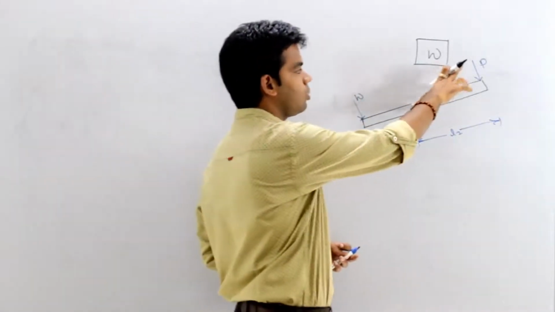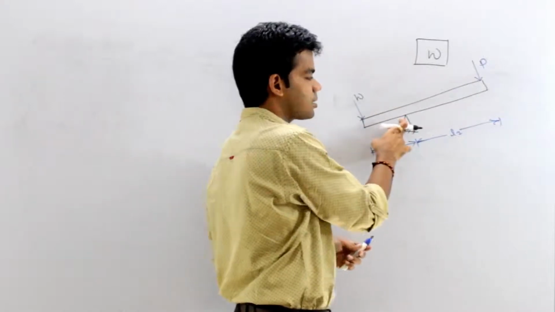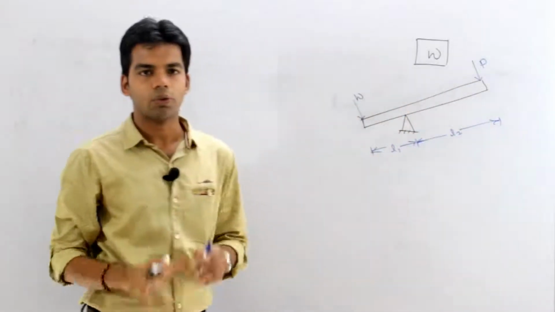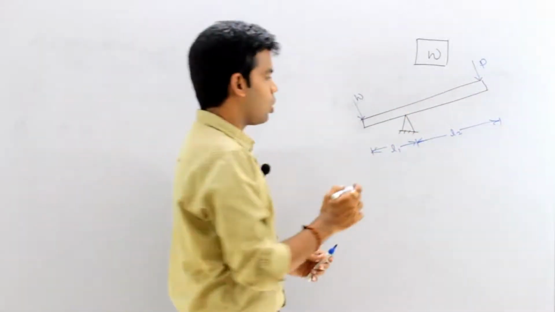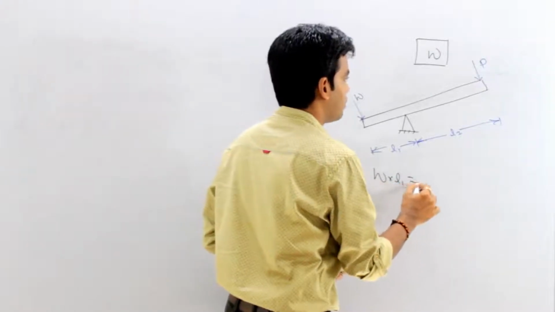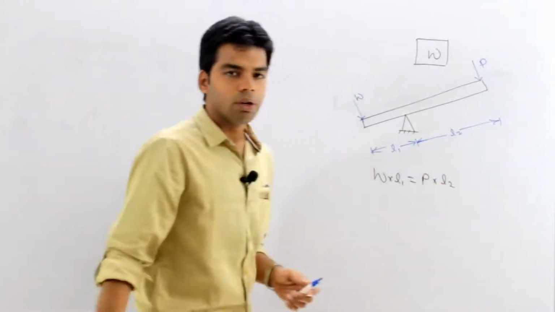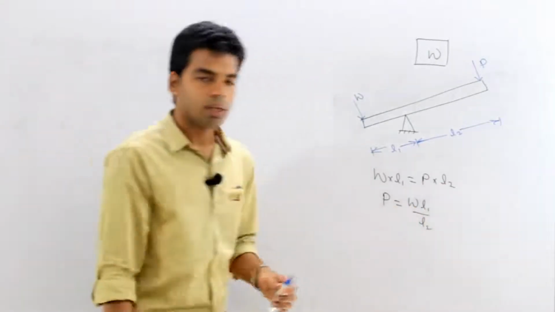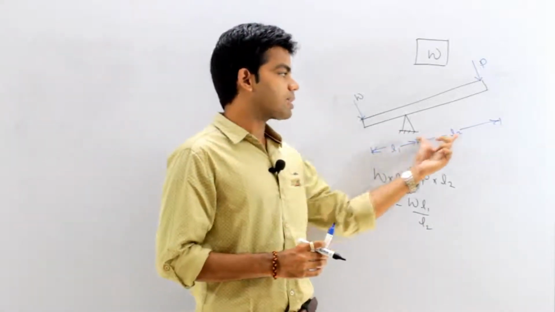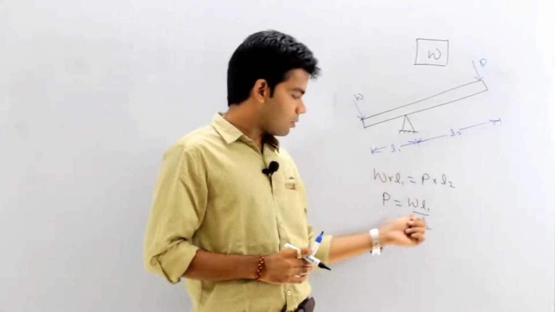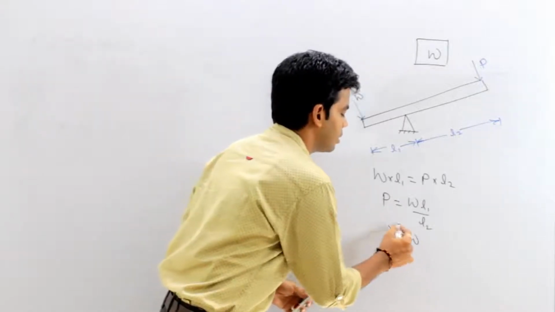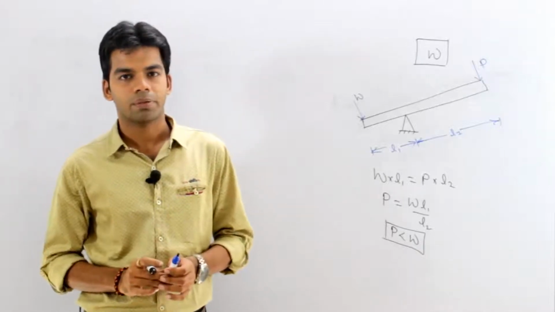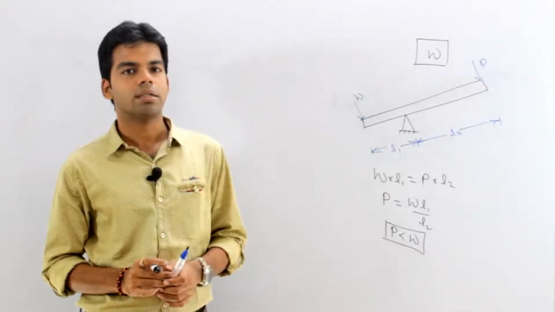When I am applying a load P here, the moment about this pivot of this load W and this load P will be equal, or you can say the net moment about this pivot will be equal to 0, or W into L1 will be equal to P into L2. So from here you can get the value of P, which is equal to W into L1 by L2. Because L1 is less than L2, you can see from the figure, therefore obviously P will be less than W. That means the effort which is to be applied is much less than the load which is to be lifted. Such machines, as I told you, are known as lifting machines.